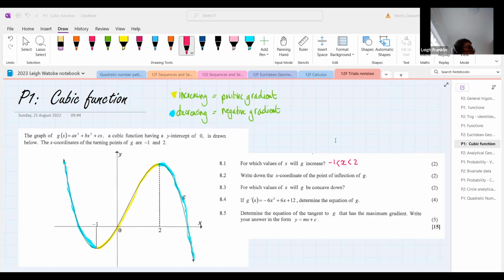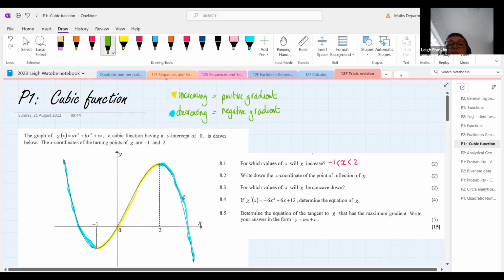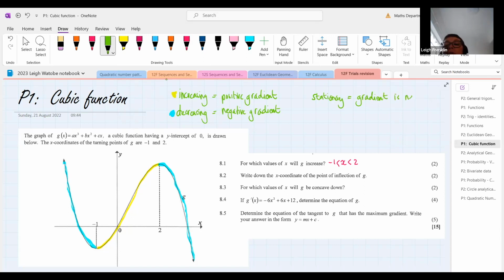Okay. So the word stationary in this case, in maths, means that the gradient is neither increasing nor decreasing. So if it is a stationary point, it means the gradient is neither positive nor negative. And we all know by now that the gradient at the turning points is 0. We're not going up and we're not going down when we are at the stationary point. Good, absolutely. All right, so we would exclude -1 and 2.